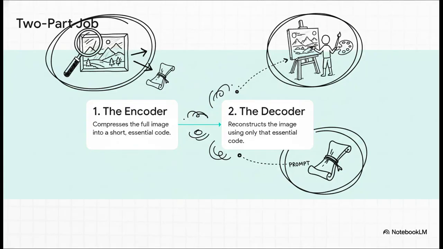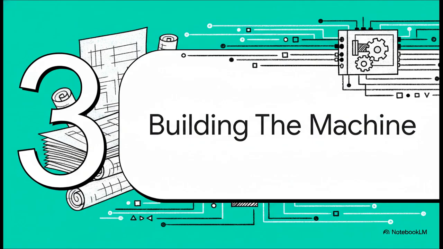This whole process really breaks down into a two-part job. First up, you've got the encoder. Think of it like an expert summarizer. It looks at the whole image and boils it down to just its most critical information, a short, essential code. Then you have the decoder, which acts more like an artist. It takes that tiny little code as its only clue and tries to redraw the entire original image completely from scratch.